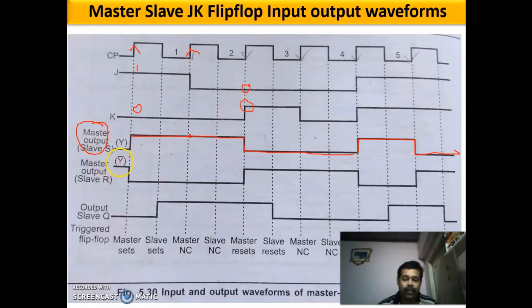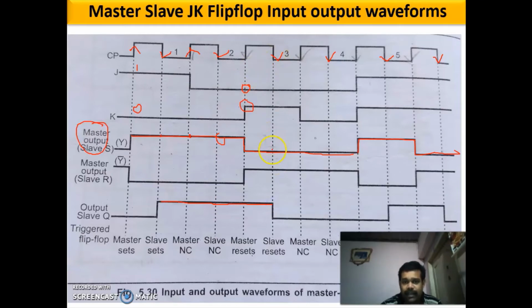Q bar, Y bar, is nothing but the inversion of Y. Now the slave. The slave will be enabled only during the negative clock pulse. This is the negative clock pulse. So at the first negative edge, the value of Y is 1, so up to the next negative edge its value is 1. Again at the next negative edge, its value is 1.